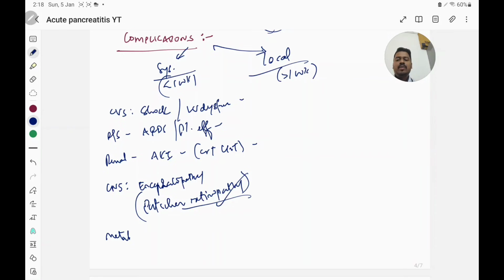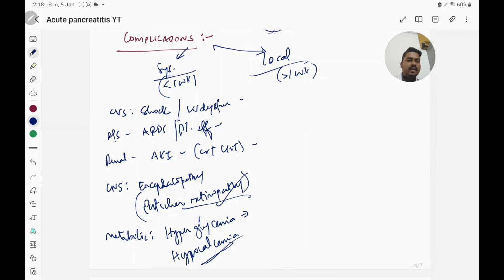Then you can have metabolic complications, that is you can have hyperglycemia. Hyperglycemia is because of endocrine pancreatic dysfunction, okay? And then you can have hypocalcemia. Hypercalcemia is a cause, an etiology, of acute pancreatitis, whereas hypocalcemia is a manifestation of acute pancreatitis, okay?